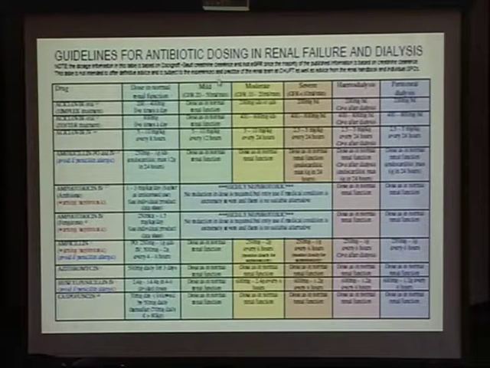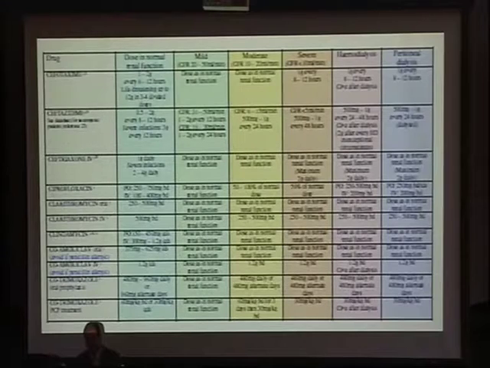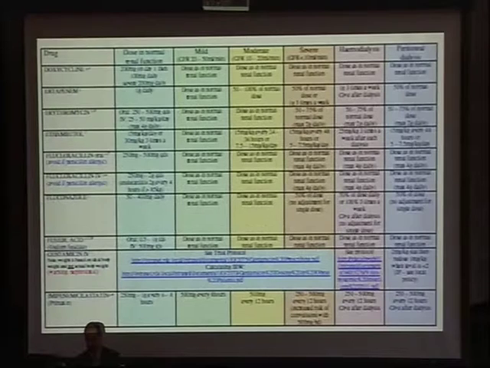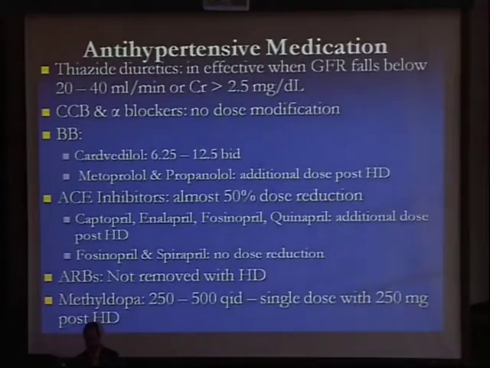It tells you what to do when you have a clearance of 20 to 50 or 10 to 20 or less than 10, and what to do when the patient is on hemodialysis or when the patient is on peritoneal dialysis. In peritoneal dialysis, there is little drug removal when you're using this modality of therapy. So you can refer to those tables, and you can know exactly what dose of the drug to use and what supplementary dose needs to be given after dialysis.